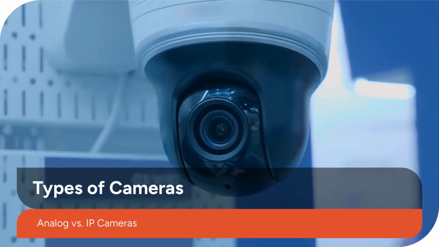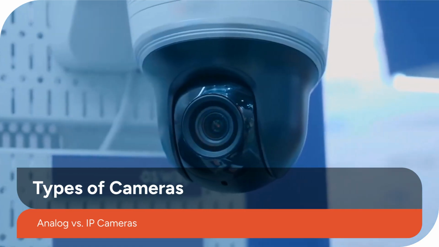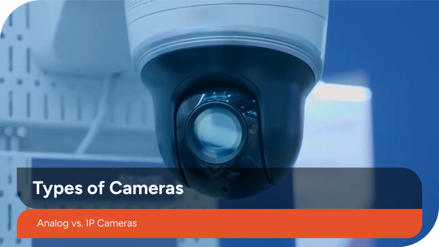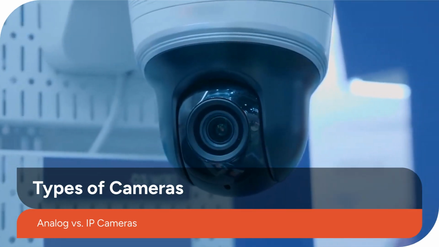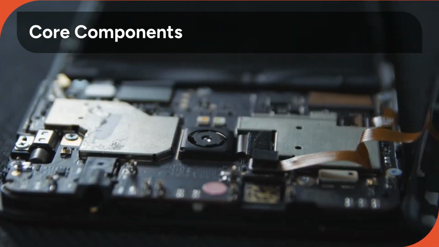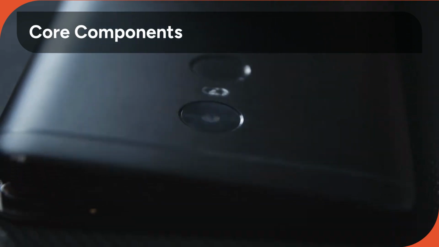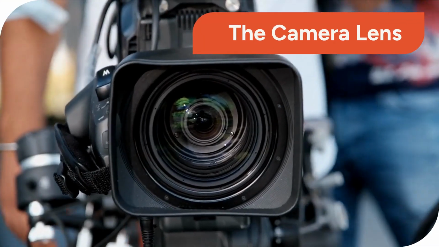There are primarily two types: analog, which transmit video over coaxial cables, and IP cameras, which use Internet protocols for high-resolution digital video transmission, often wirelessly. To understand the process, we need to look at three main components: the lens, the image sensor, and the image processing unit. The lens is the eye of the camera.